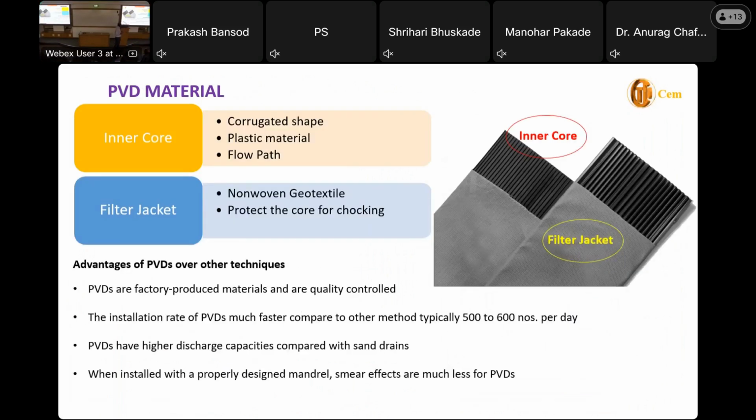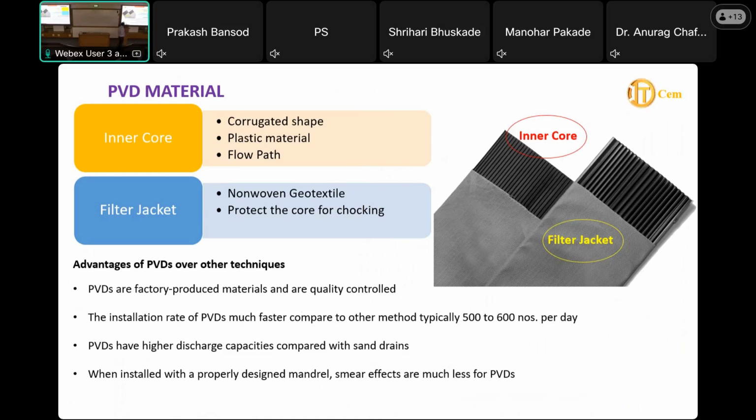This is a PVD material. It has an inner core, which is PVC, and a filter jacket, which is a non-woven geotextile. This allows water through. It resists the fines from going inside and blocking it. If this filter is not there, then fines will go in and choke this corrugated inner core. So that's why the filter protects against fines going inside. That's the purpose of this.